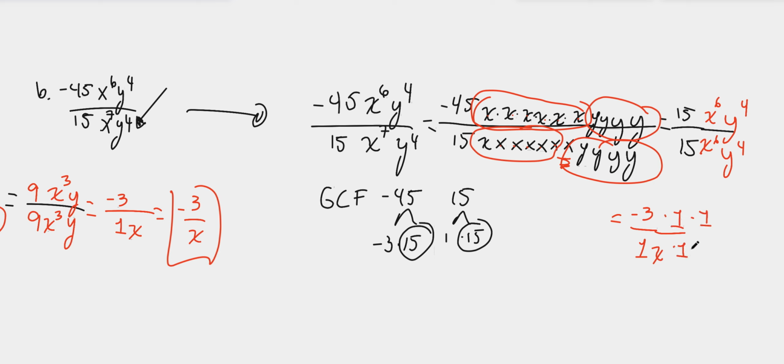And that's actually the same thing for the x's. Oh, well, actually not for the x's, at least on the top it is. So it will look something like this. The greatest common factor will be a 1 when you factor out these y's. So negative 3 times 1 times 1 is negative 3, and 1 times x times 1 is just x. And that is my answer.